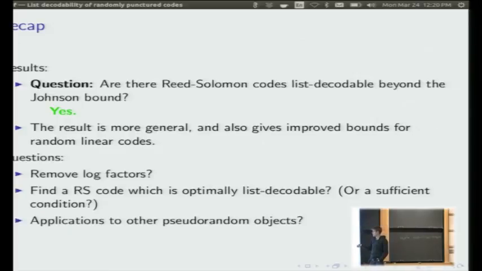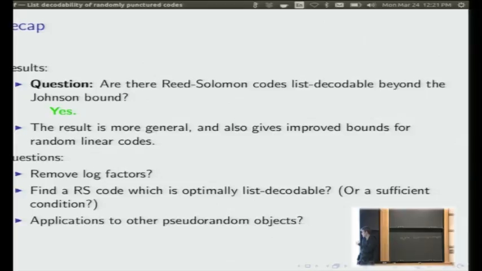There are still a lot of open questions. The obvious open question is to remove the log factors. The factor of log Q is especially obnoxious in the case of Reed-Solomon codes for the desired punchline. Another interesting question is actually finding a Reed-Solomon code which is optimally list decodable. You asked about the efficiency of decoding, and that's definitely not going to happen. But this is a really non-constructive result, so can we even find such a code efficiently? Or I think it's a really interesting question to find sufficient conditions on such a code, something that smells like the Johnson bound.